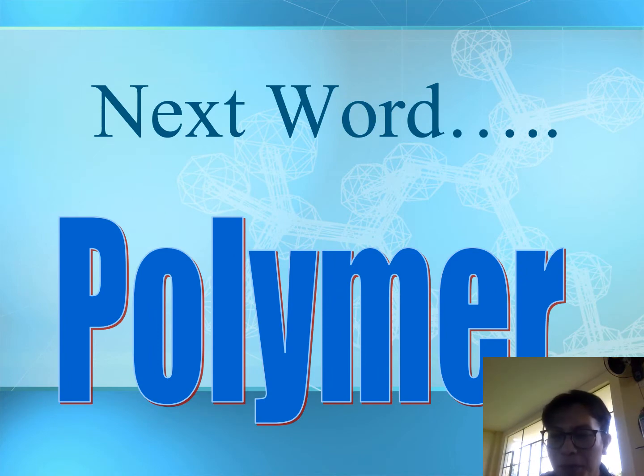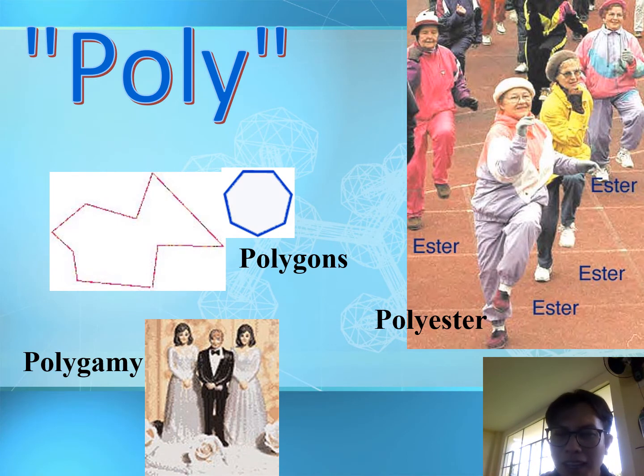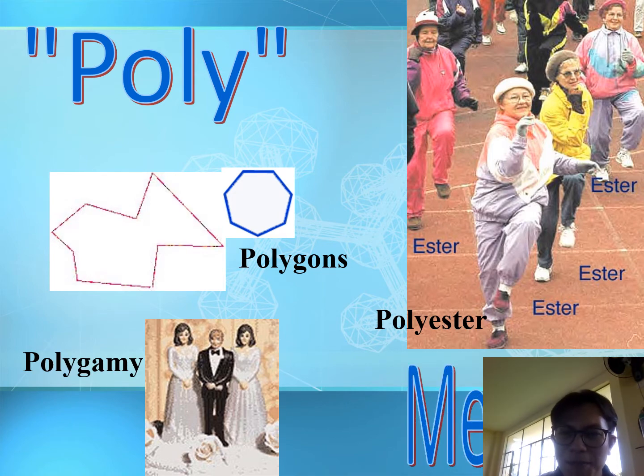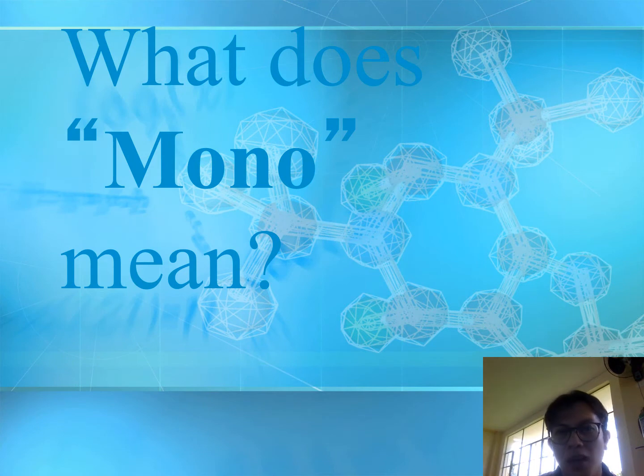Next word is polymer. What is this polymer? Poly, in your mathematics, you have polygons. You have also polygamy, polyester, right? So poly actually means many. I want you to remember that word. Poly means many. What does mono mean now? Means one. So when someone says mono, that means one.